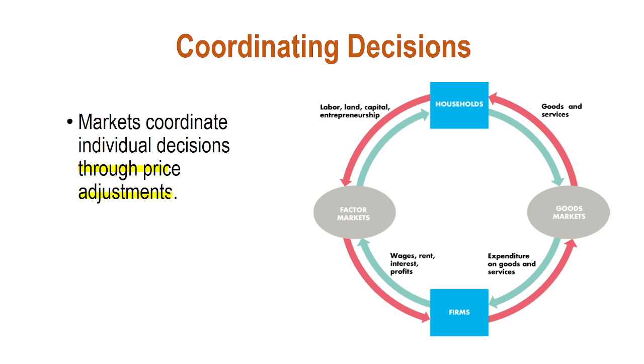Overall, price adjustments are fundamental to how markets coordinate individual decisions, guiding the behavior of consumers and producers alike. These dynamic interactions ensure that resources are allocated efficiently, adapting to changing preferences and production costs.